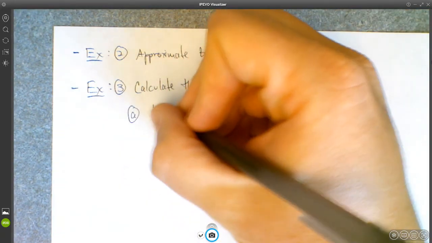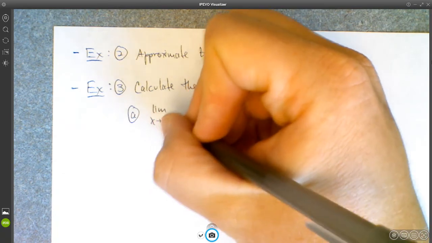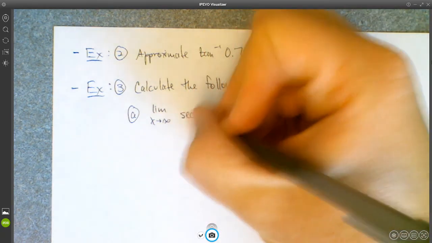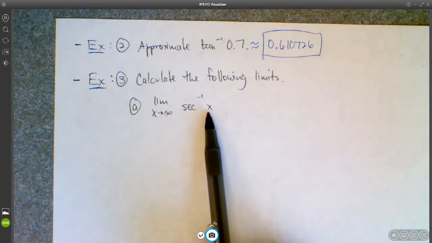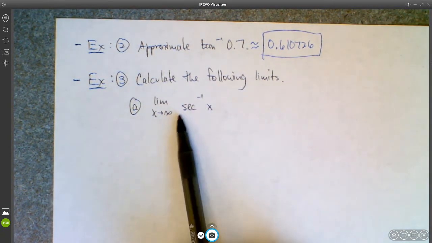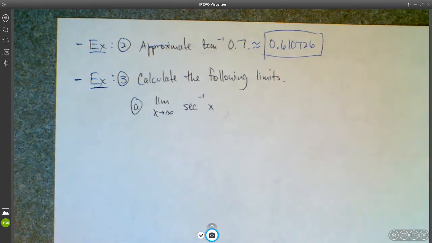So let's do limit as x approaches infinity of secant inverse of x. There are a couple of ways that you could go about doing this. One way would be to just plug in bigger and bigger values for x and see if secant inverse is approaching some finite value, or if it's maybe going off to positive infinity or negative infinity. So one way to do it is to make a table of values.